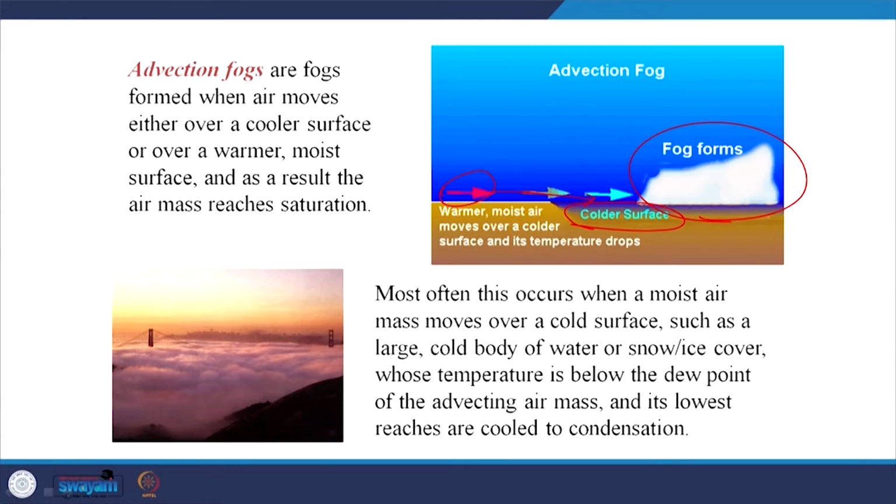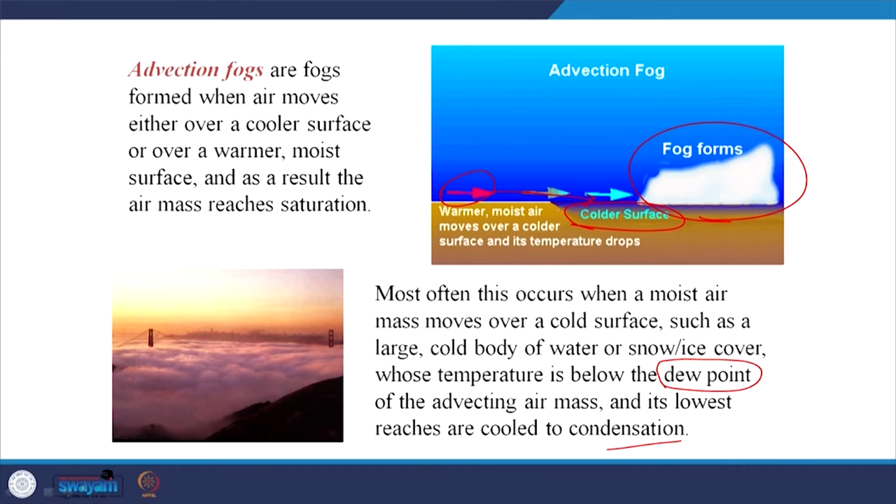Right. So most often this occurs when a moist air mass moves over a cold surface, such as a large cold body of water or snow or ice cover, whose temperature is below the dew point. The dew point is always the criterion for condensation to happen, the dew point of the advecting air mass, and its lowest reaches are cooled to condensation. That means the lowest reaches which are in contact with the cold surface will get to the point of condensation and result in the formation of clouds, or in this case we call them fog, right.